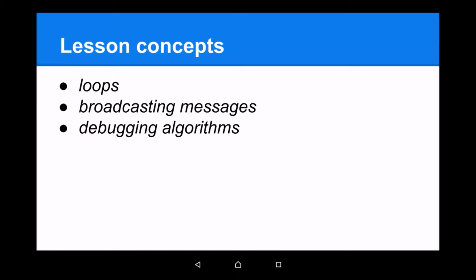The concepts in today's lesson are loops, so making commands go around in a circular fashion, to broadcast messages, so to get little sprites to listen to messages and do things when those messages happen, and then send messages to other sprites, and to also debug algorithms. So the idea that telling a computer to do a series of commands is an algorithm, and also sometimes people make mistakes in doing those commands. So when you fix mistakes, it's called debugging.